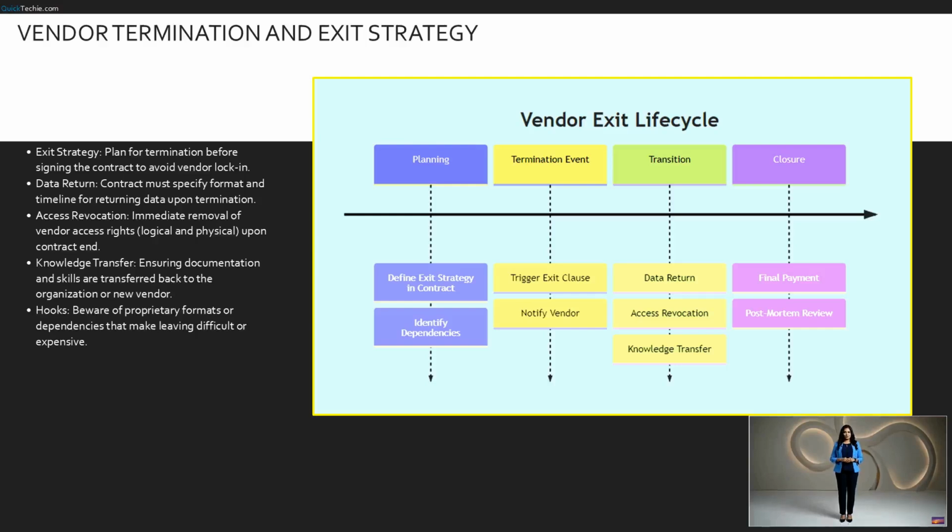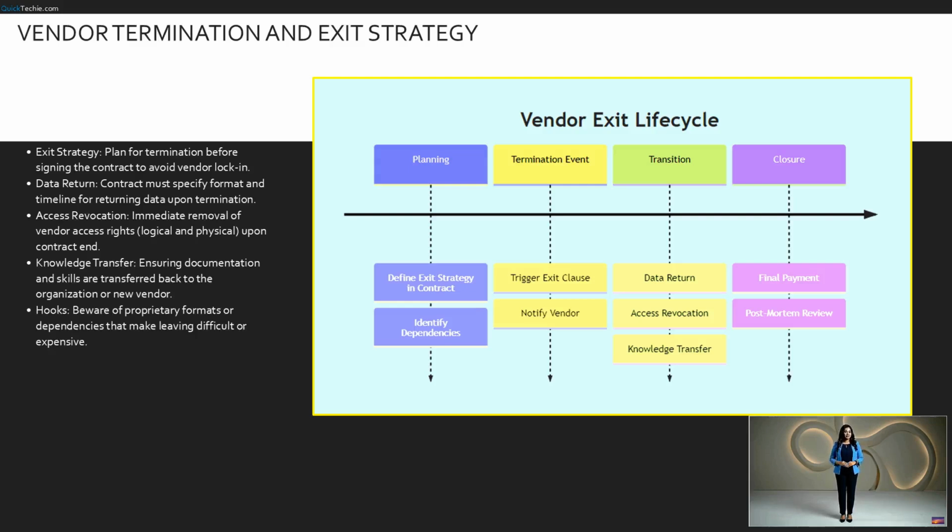Finally, all relationships end. You must have a termination and exit strategy. A common governance failure is vendor lock-in, where it is too expensive or difficult to leave. You must identify these hooks before signing. The contract must specify exactly how and when your data will be returned to you in a usable format. Upon termination, you must immediately revoke all access rights, physical badges, and network logins. Governance ensures that when a vendor leaves, they don't take your business capability or data with them.